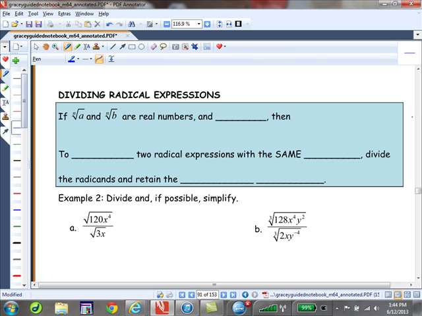So here we go. If the nth root of a and the nth root of b are real numbers and b is not equal to 0, because we don't want a 0 denominator, then the nth root of a divided by the nth root of b is equal to the nth root of a over b. So to divide two radical expressions with the same index, they have to have the same index, divide the radicands and retain the common index.